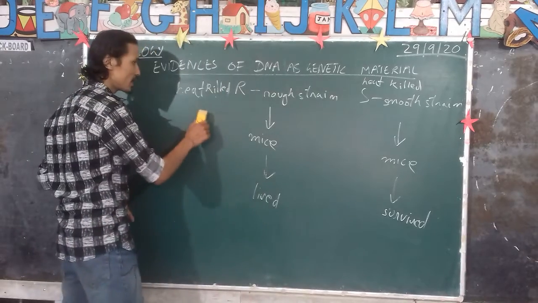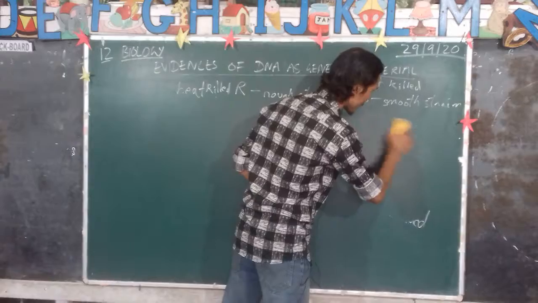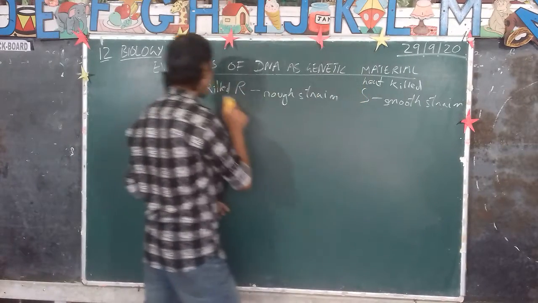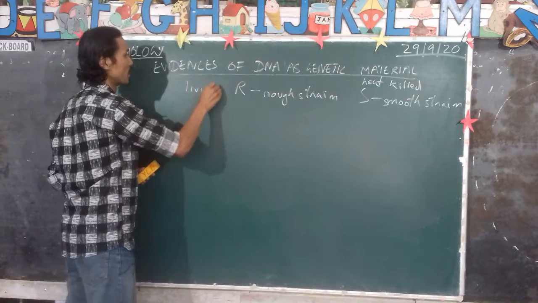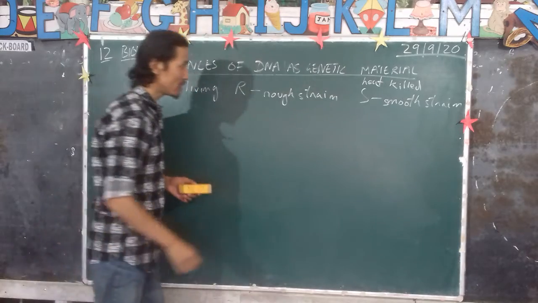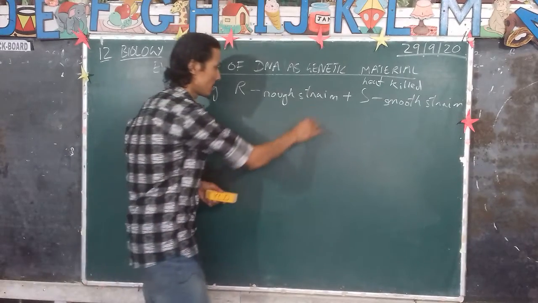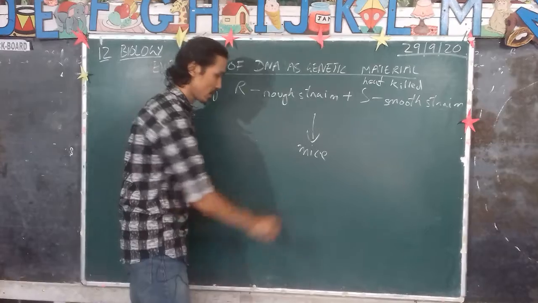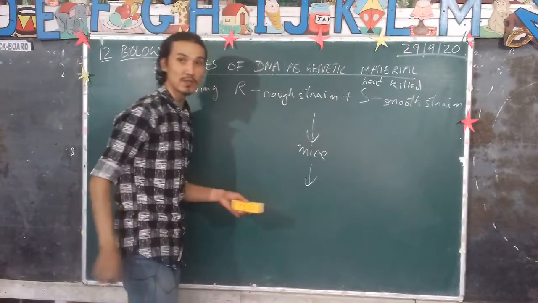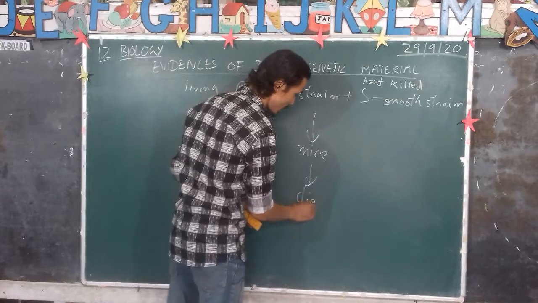Now, in the final case, living R strain plus heat killed smooth strain were injected in mice. What happens is, the mice showed symptoms of pneumonia and they died.